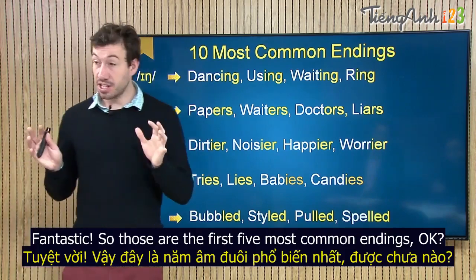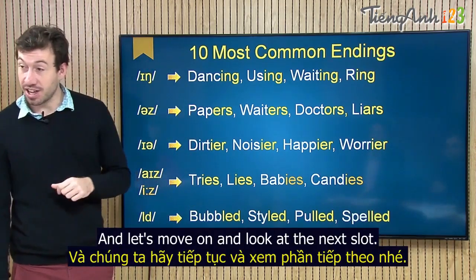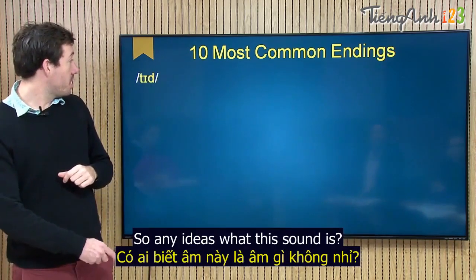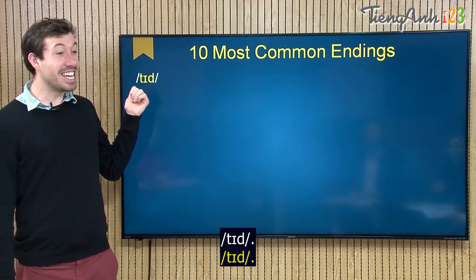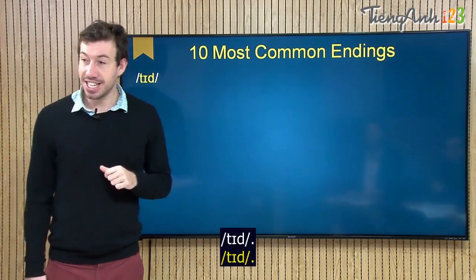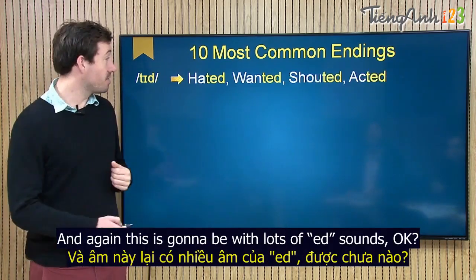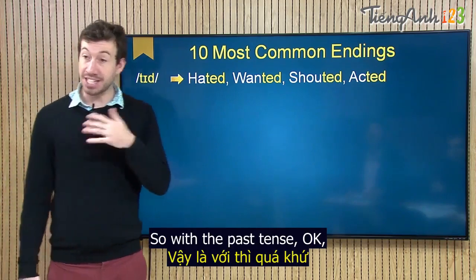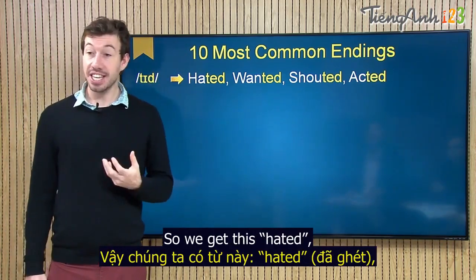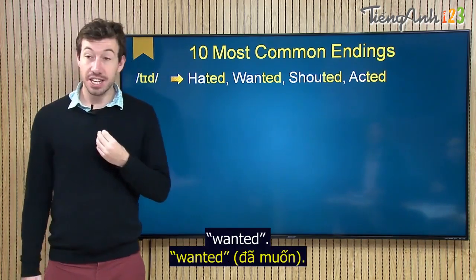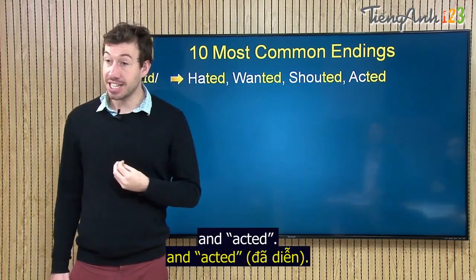Fantastic. So those are the first 5 most common endings, okay? And let's move on and look at the next lot. So, any ideas what this sound is? Tid. Yeah, exactly. And again, this is going to be with lots of ed sounds, okay? So with the past tense, when we have these ed sounds. So we get hated, wanted, shouted, and acted.